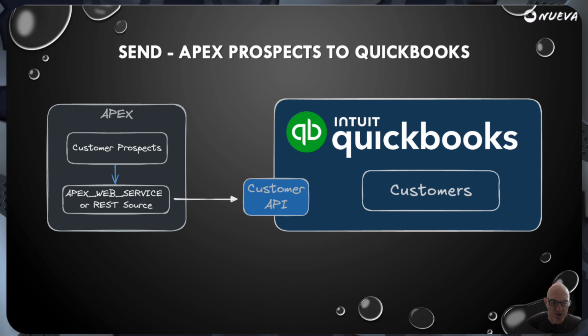So we use Apex to call the Apex Web Service API and pass the prospect information along and create a customer in QuickBooks. That returns back to us a QuickBooks customer ID, which we can then use to maintain a link between the prospect and that customer in QuickBooks. And we'll look at a demo of this in a little while.